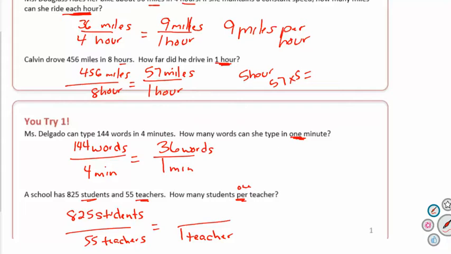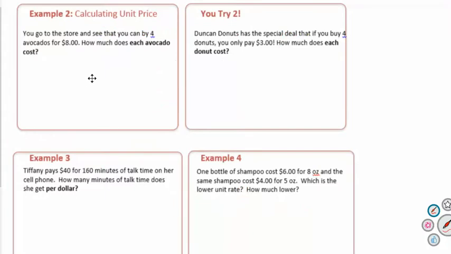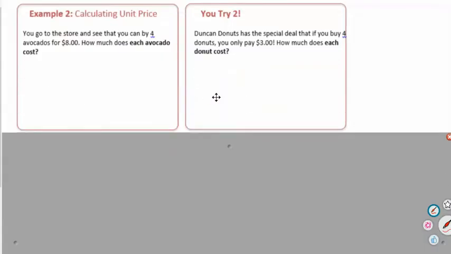825 divided by 55 equals 15. 15 students. So that means for every 15 kids, there is a teacher. So if I had 30 kids, there would be 2 teachers. If I had 45 kids, there'd be 3 teachers. You notice that that just looks like a ratio table? All right. I want you to pause the video and do the first 2 questions and then I'll come back for your answers. Pause the video and come back with your answers.